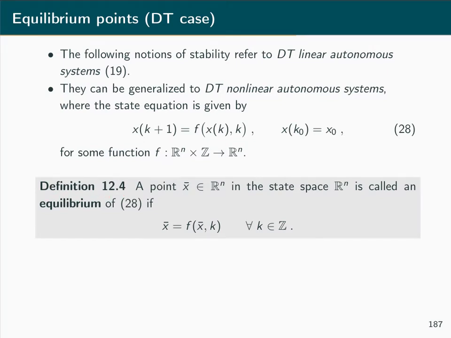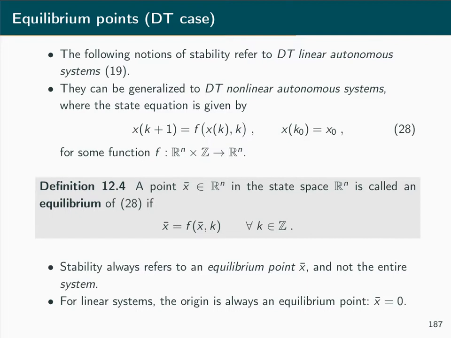Now, definition 12.4 defines the concept of an equilibrium point of a discrete-time nonlinear autonomous system, and that's a point x bar in the state space, which satisfies the condition that x bar is equal to f of x bar and k for all times k. Now, why do we need this definition of an equilibrium in the context of stability? That's because stability always refers to an equilibrium point and not the entire system. For linear systems, however, note that the origin is always an equilibrium point. And that's because if you look at the system equation, x of k plus 1 is equal to A of k times x of k, you see that no matter what A of k is, since it's a matrix, it follows that A of k times 0 is always equal to 0.